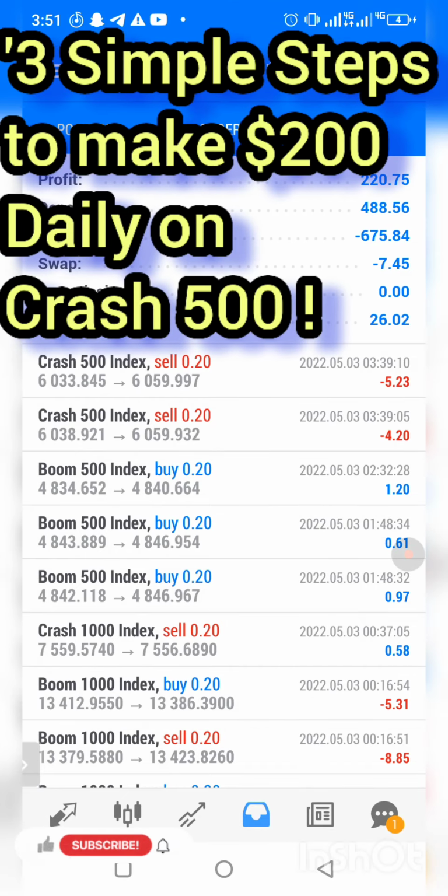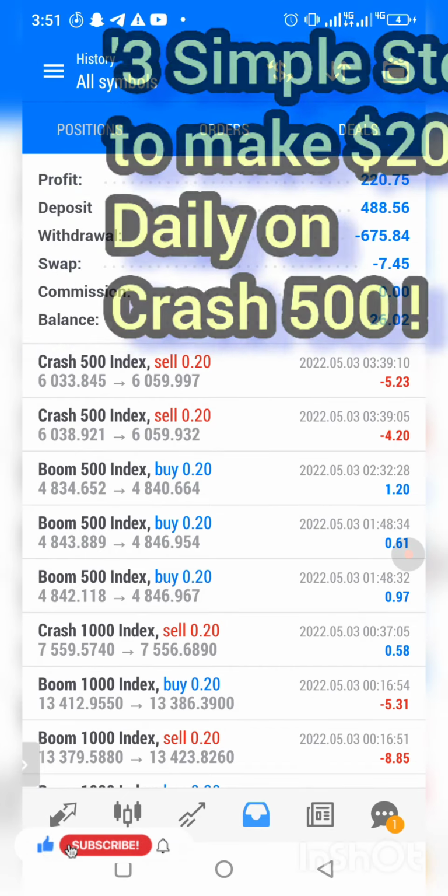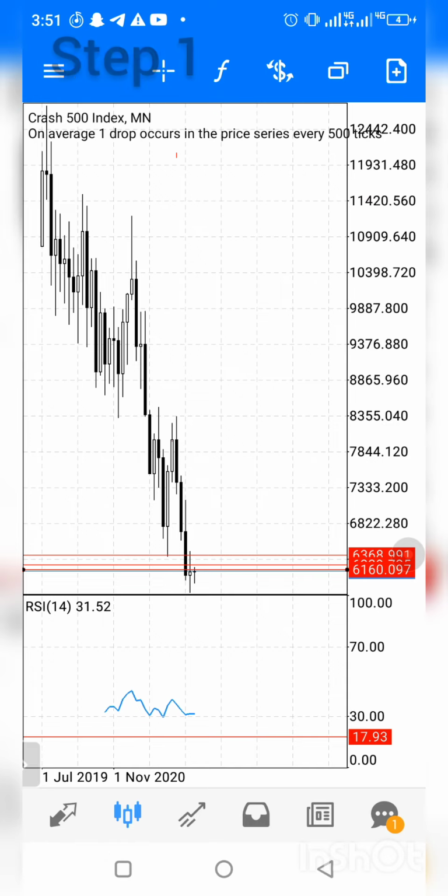In my previous video, I dropped a strategy on how I trade the Boom 500. So today I'll be dealing squarely with Crash 500. The first thing I do while trading Crash 500 is to go to the higher time frame, right? I always like to check from the monthly time frame just to check the overriding trend. I would like to know what has been going on in the grand scheme of things.